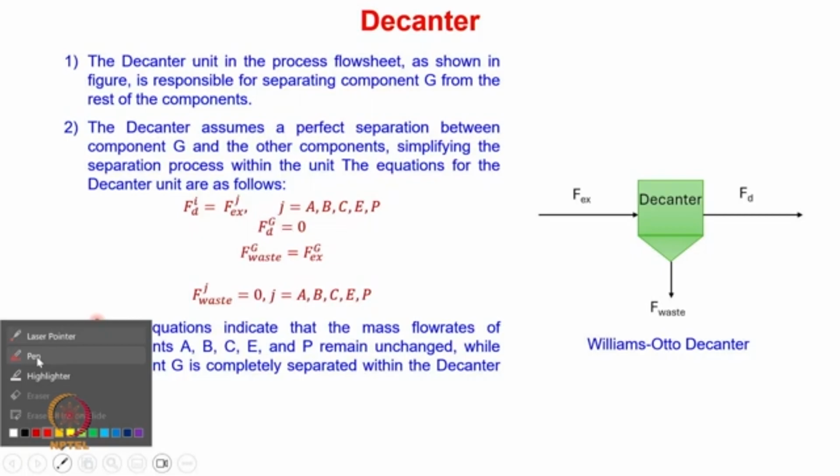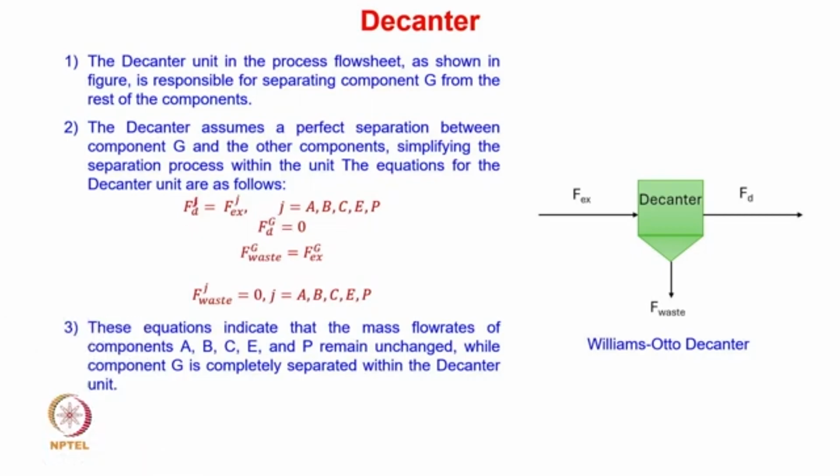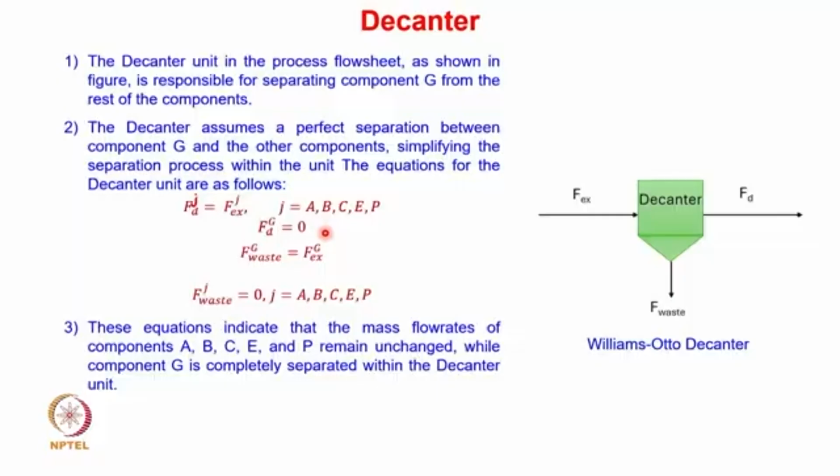I'll just correct. So this will be J. Okay. So again you can see that FDG is equal to 0. So you can see that whatever the product is getting separated at the top from the decanter will not have the byproduct G, because this byproduct G is getting separated at the bottom as a waste product. So you can see that FG waste will be equal to FG EX.